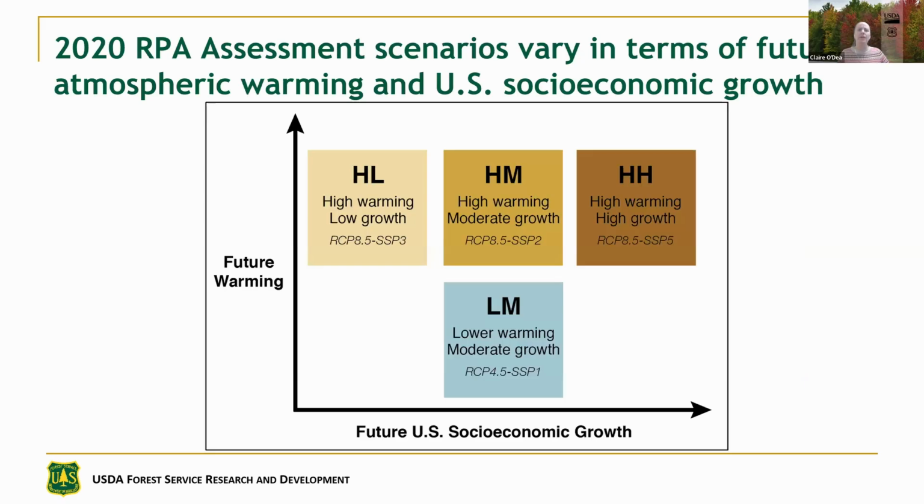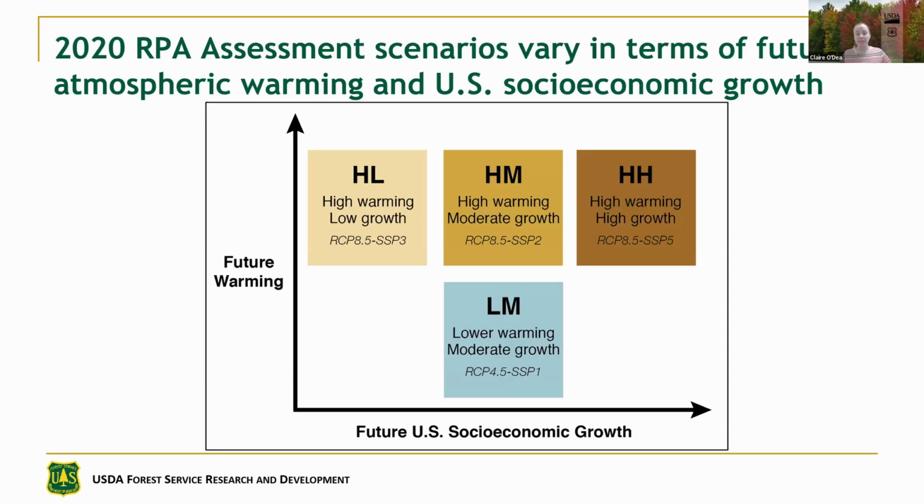And you can see from this figure that our scenarios vary in terms of their assumptions about future atmospheric warming and climate change, from a lower level of change up to a high level. And they also vary in terms of their assumptions about future socioeconomic growth in the US, specifically related to population and income. Now, these RPA scenarios are linked with global scenarios from the Intergovernmental Panel on Climate Change, and therefore were developed by combining global representative concentration pathways, or RCPs, with global shared socioeconomic pathways, or SSPs.